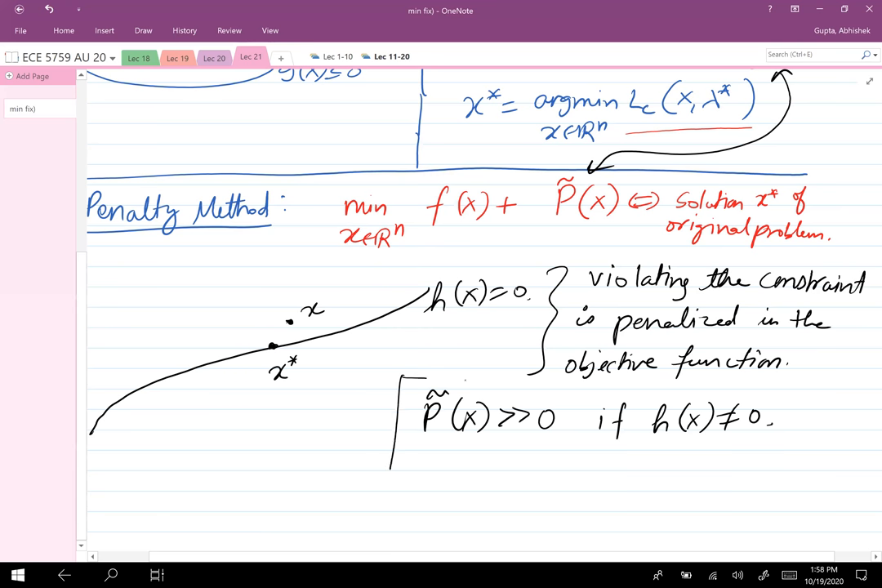That's a good property of this penalty function.